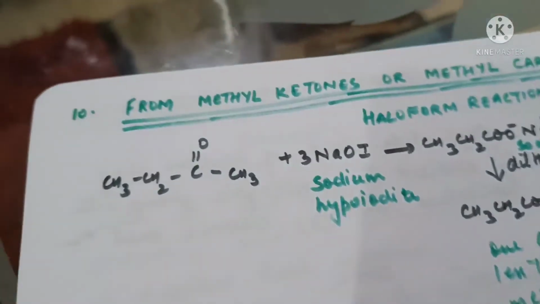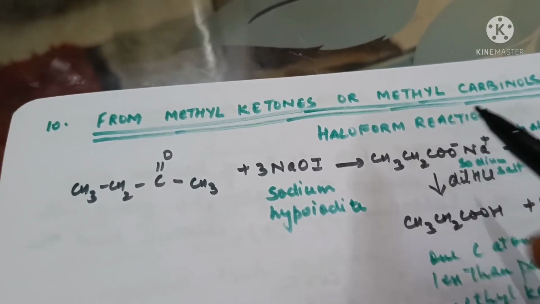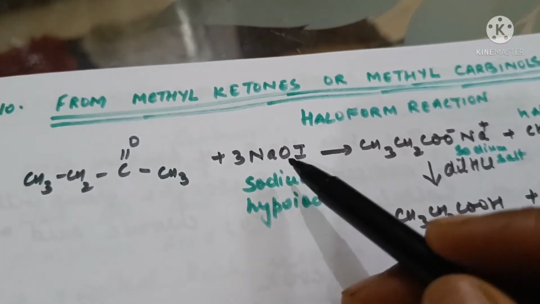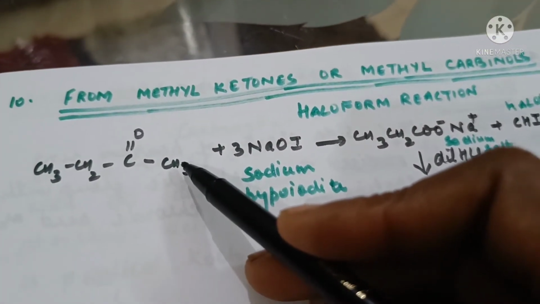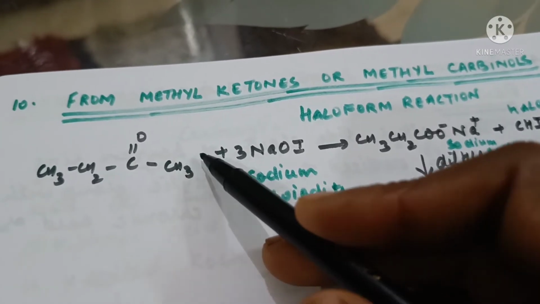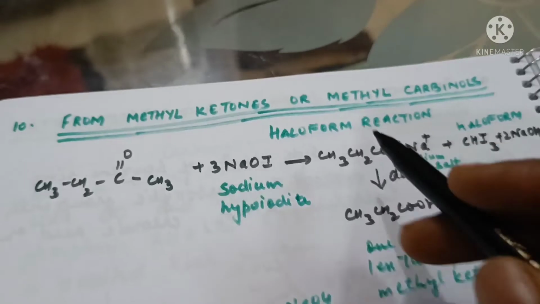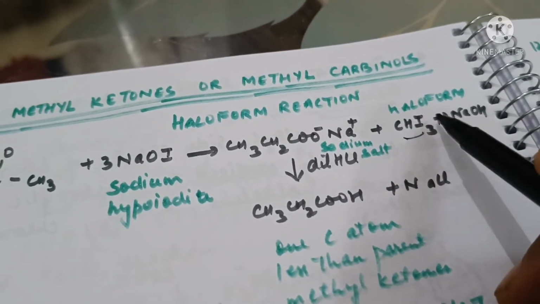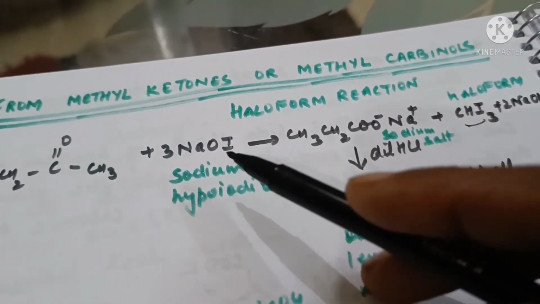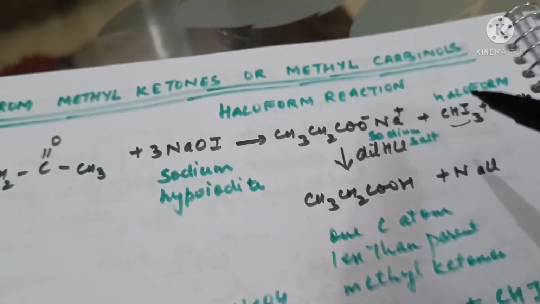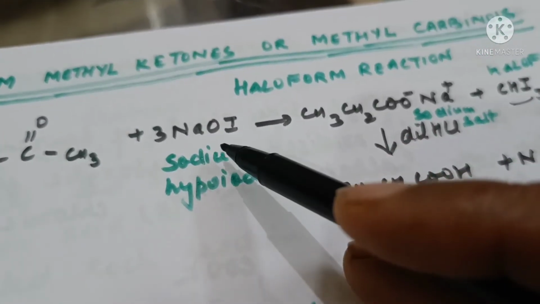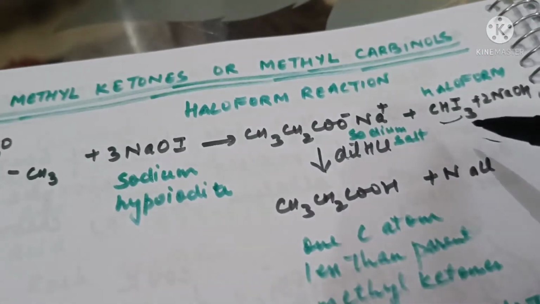The next method is from methyl ketones by the haloform reaction. When treated with sodium hypoiodite, CI3 will be formed, which will react with NaOH to form CHI3 or iodoform. If it's sodium hypochlorite, then chloroform will be formed. If it's sodium hypobromite, then bromoform will be formed.